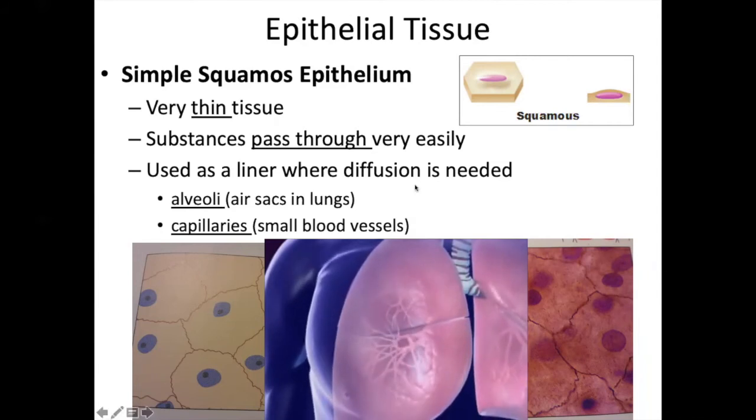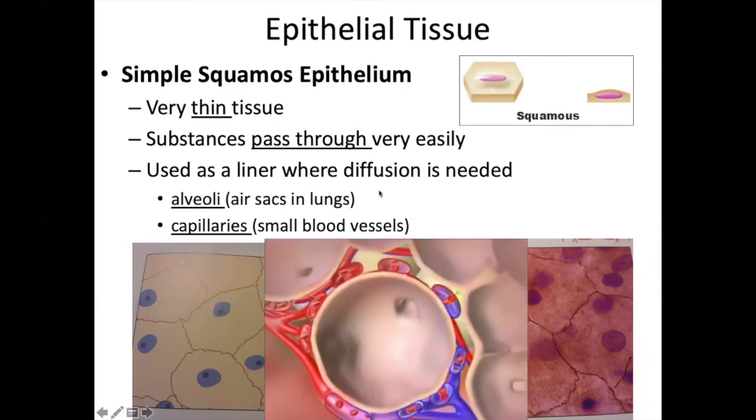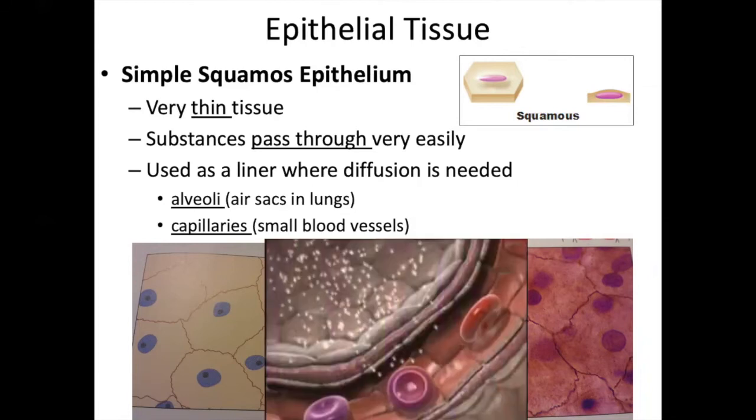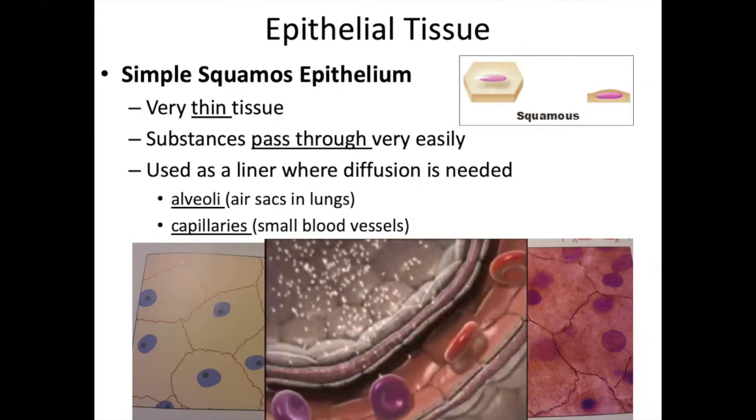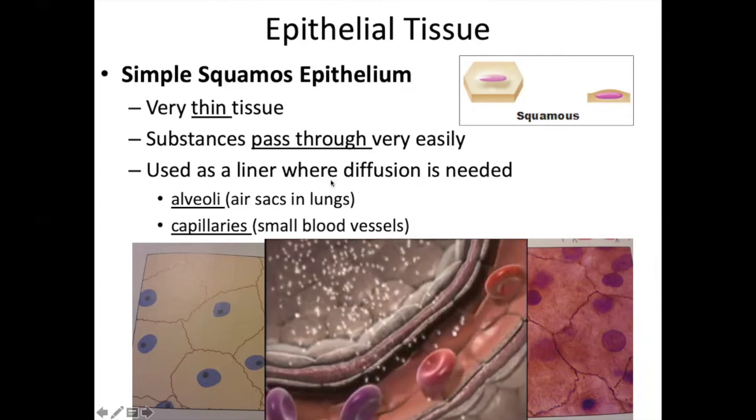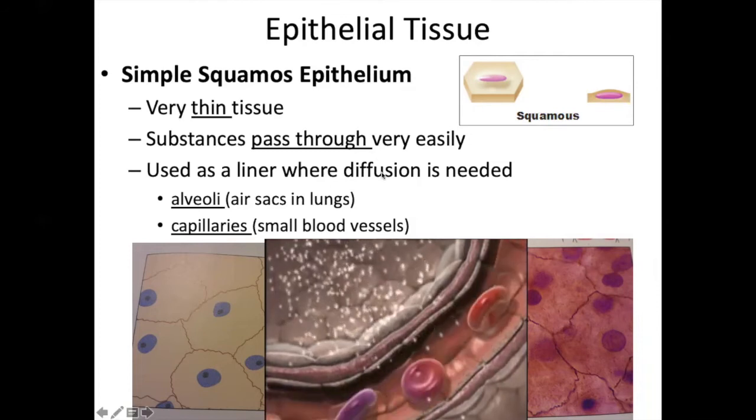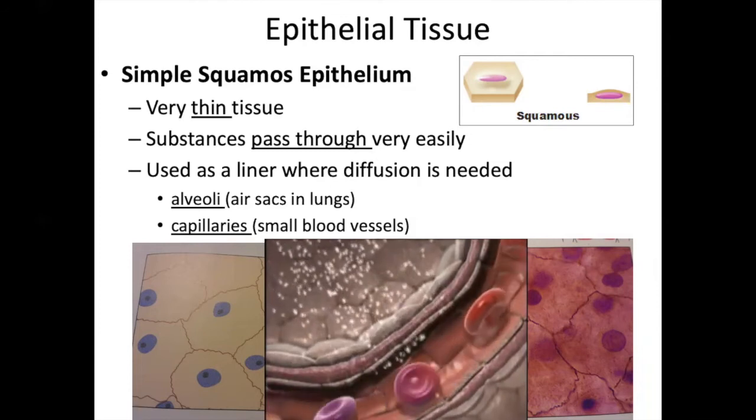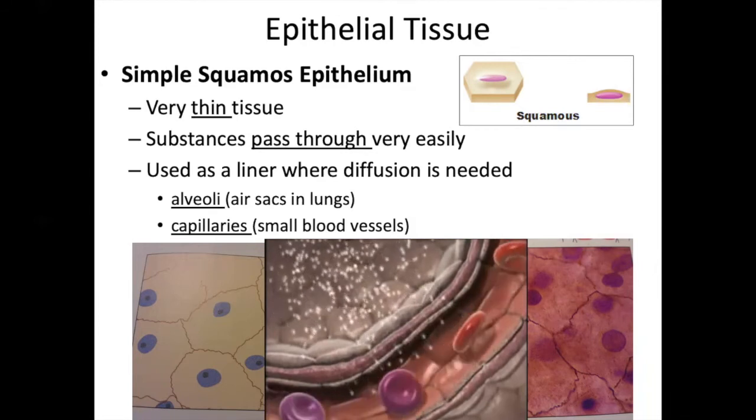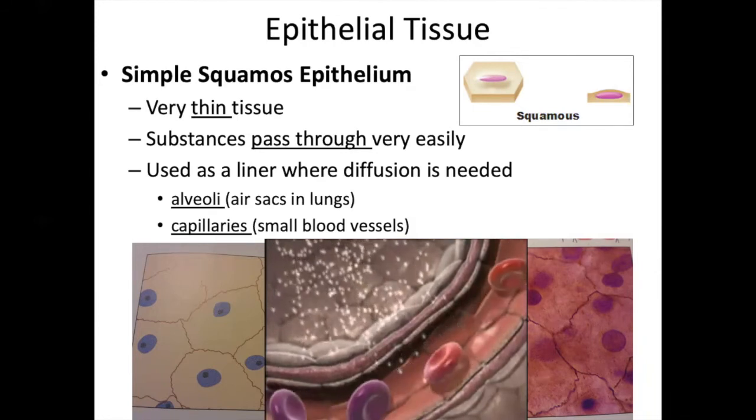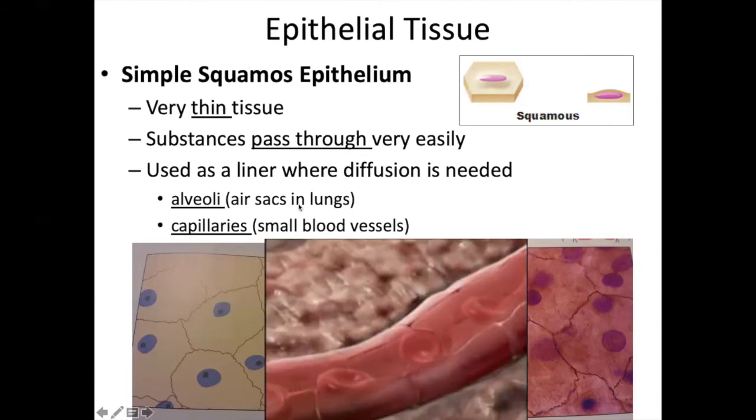Guys, you've learned diffusion in Bio 1. All right, remember diffusion? That is when things are coming and going from the cells or moving through the cell membrane. All right, we learned it alongside osmosis. So this is where things need to come in and out of the cells, go to different parts of your body. So we're going to use this where that's going to happen more often, like inside your lungs.